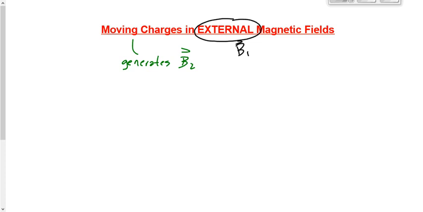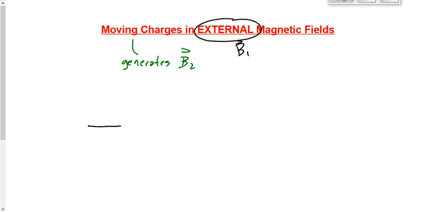If the charged particle is moving through B1, the already existing magnetic field, then we're going to have two magnetic fields interacting with each other. B1, that was already there, interacts with B2, the magnetic field that's been generated by the moving charge. That will produce a force. And what we're going to see today is a method for determining the magnitude and the direction of that force. Let me draw an example of this.